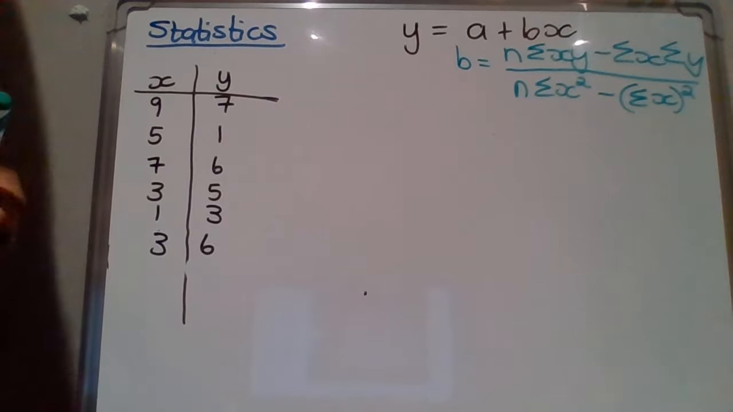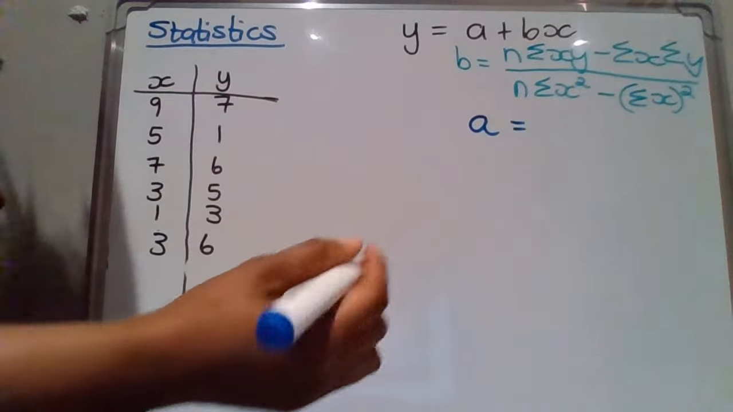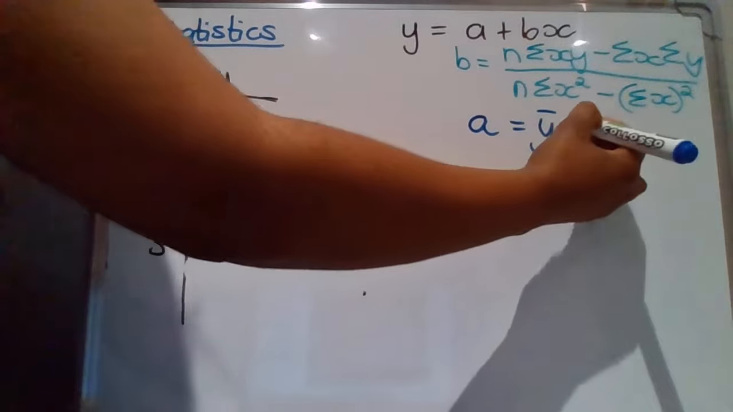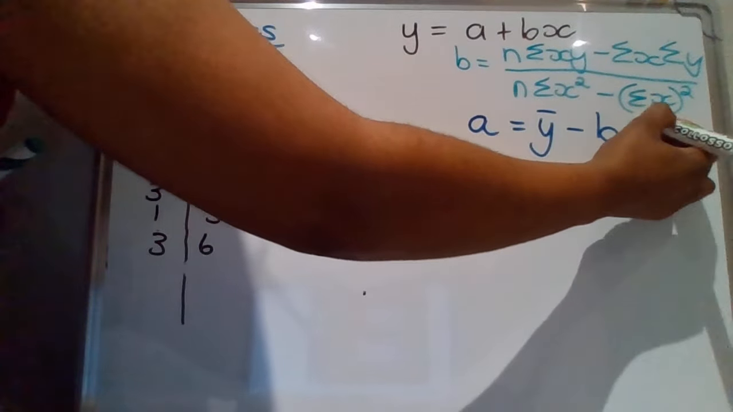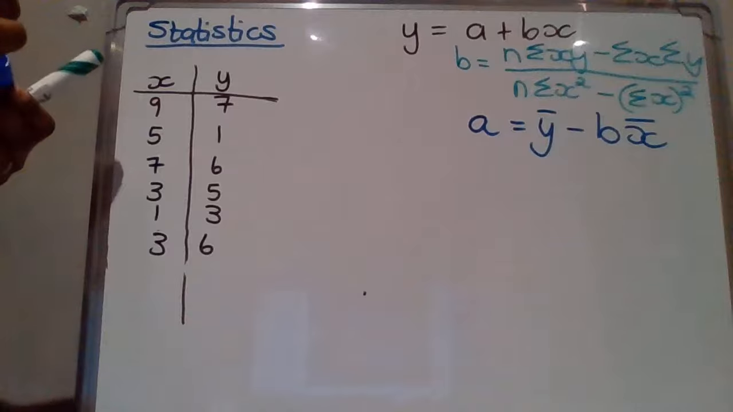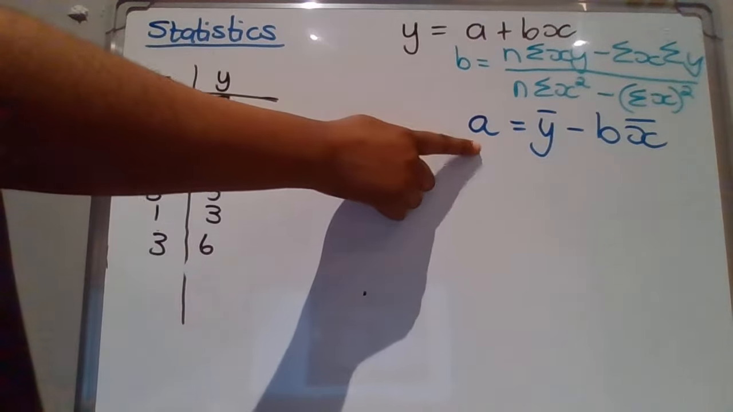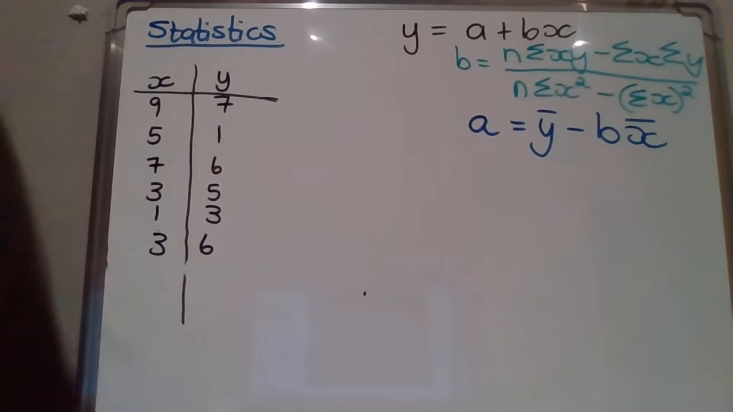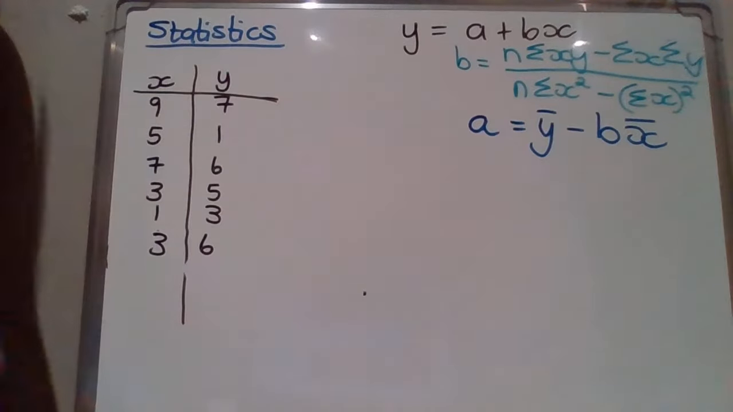And a we know to be the mean of y minus b times the mean of x. Which is why we normally work out b first, in order for us to be able to find the value of a. So here we actually use a table.